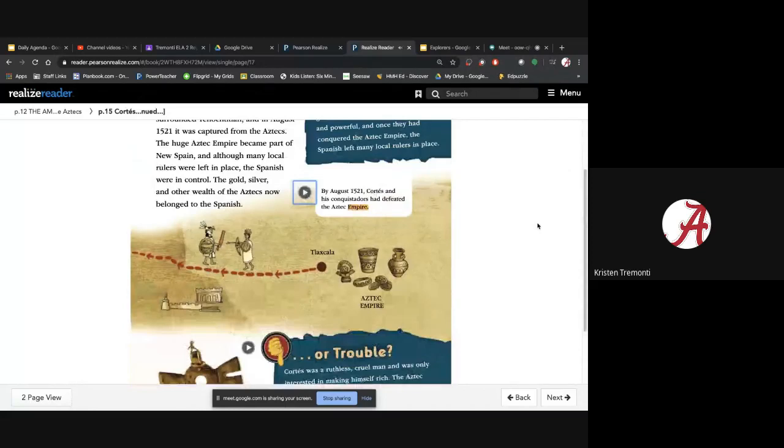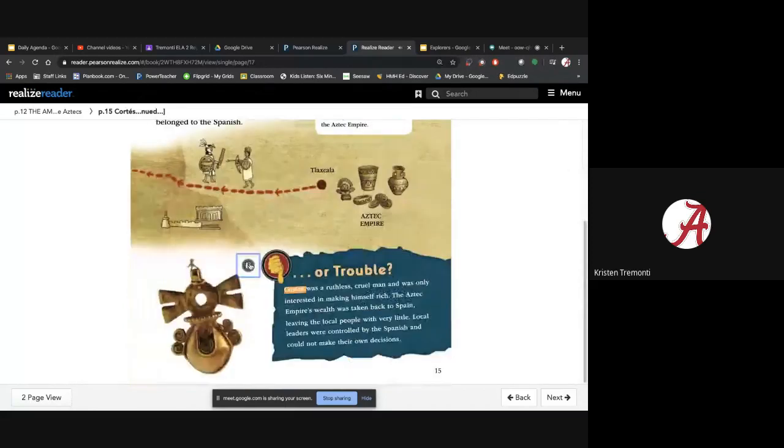Or trouble. Cortez was a ruthless, cruel man and was only interested in making himself rich. The Aztec Empire's wealth was taken back to Spain, leaving the local people with very little. Local leaders were controlled by the Spanish and could not make their own decisions.